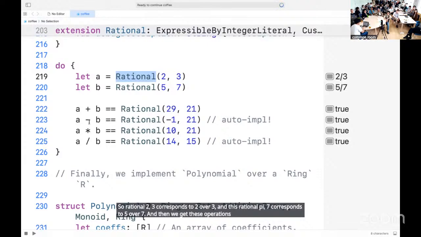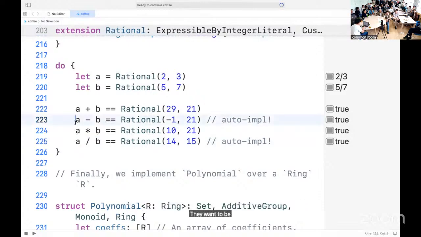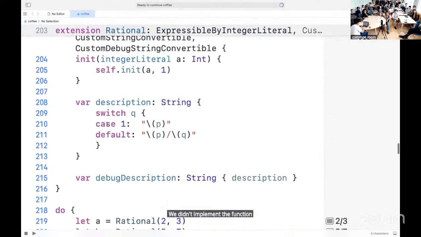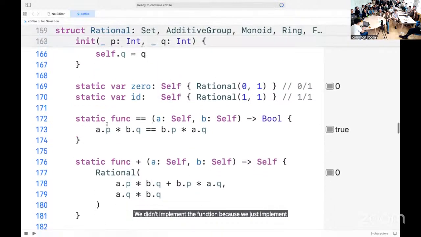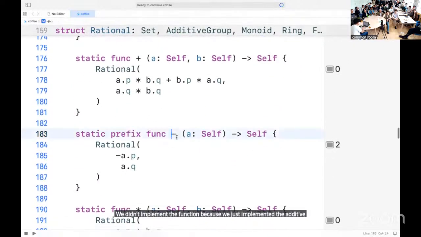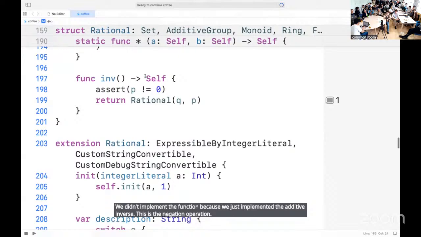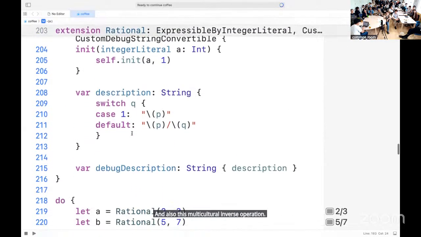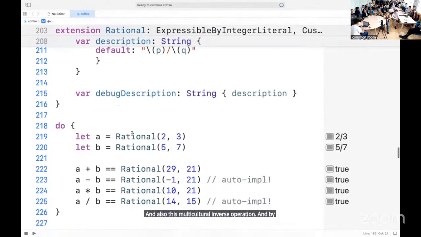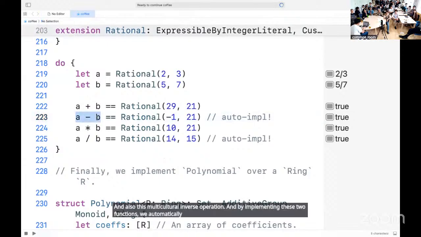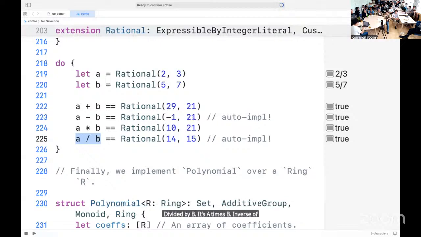But here, for A minus B and A divided by B, we didn't implement the functions, because we just implemented the additive inverse, the negation operation, and also the multiplicative inverse operation. By implementing these two functions, we automatically get A minus B and A divided by B. This is just rewriting A plus negative B as A minus B, and A divided by B as A times the inverse of B. So we get these functions for free.